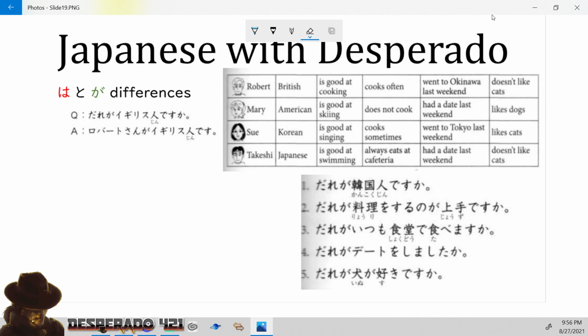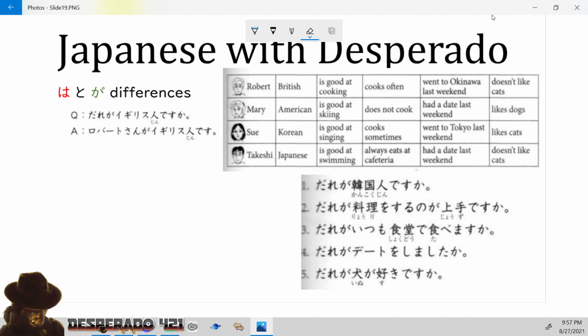Next. Dare ga itsumo shokudo de tabemasu ka? So, shokudo is cafeteria. Takashi ga shokudo de tabemasu. Very good. Next. I'm gonna have to go in a sec. Oh, no problem. Kenny can sub in.